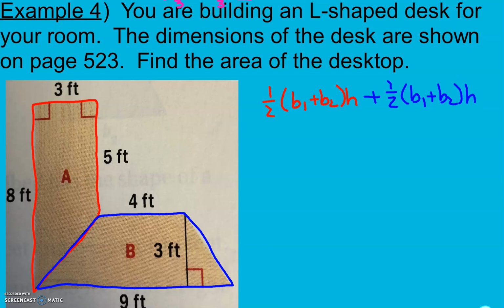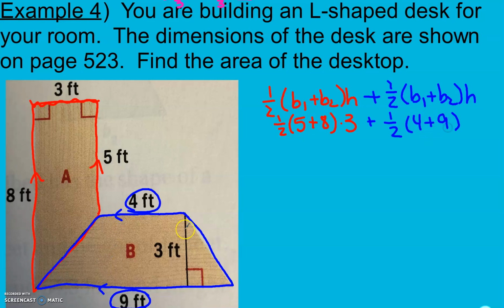So for my red trapezoid, my bases, remember, are always my parallel sides. So here my bases are 5 and 8. My height then is how far it is between them, that perpendicular height, which here is 3. Same idea here with my blue trapezoid. My bases are my parallel sides here, 4 and 9. And my height is how far between them, that perpendicular height, which here again is 3.